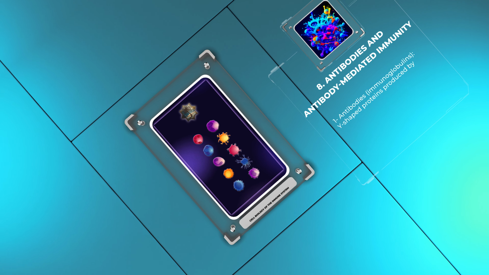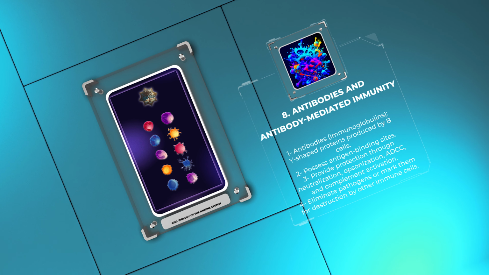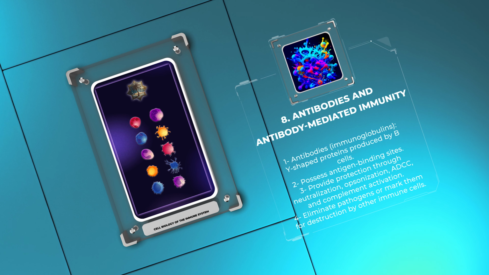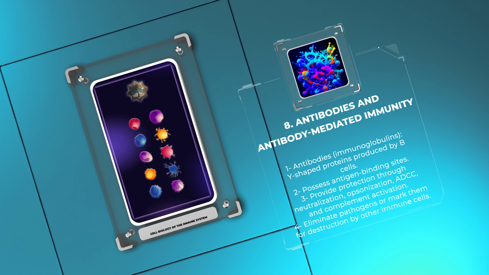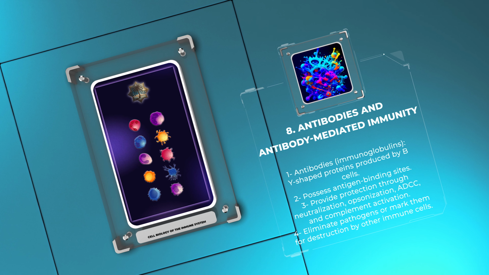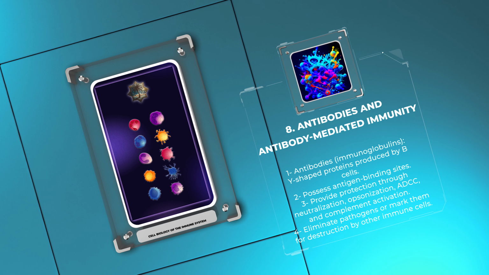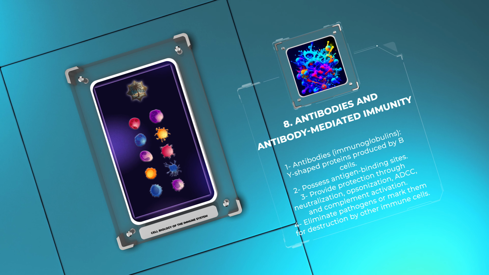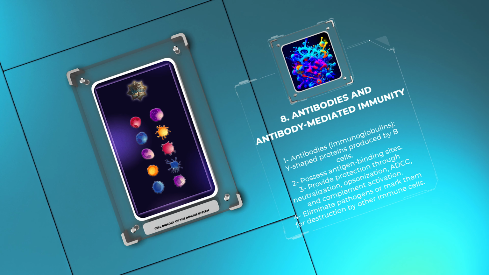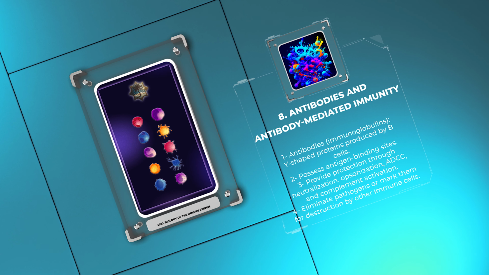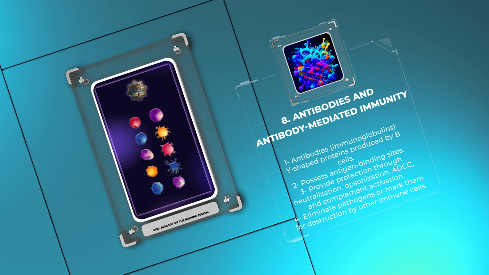Antibodies, also known as immunoglobulins, are Y-shaped proteins produced by B cells. They possess antigen-binding sites that can specifically recognize and bind to pathogens. Antibodies provide protection through several mechanisms, such as neutralization, opsonization, antibody-dependent cellular cytotoxicity, ADCC, and complement activation. These processes collectively eliminate pathogens or mark them for destruction by other immune cells.